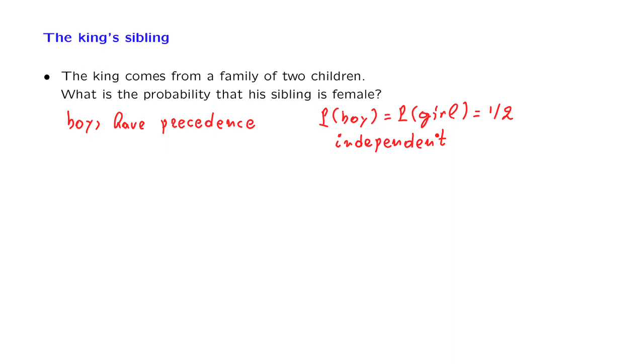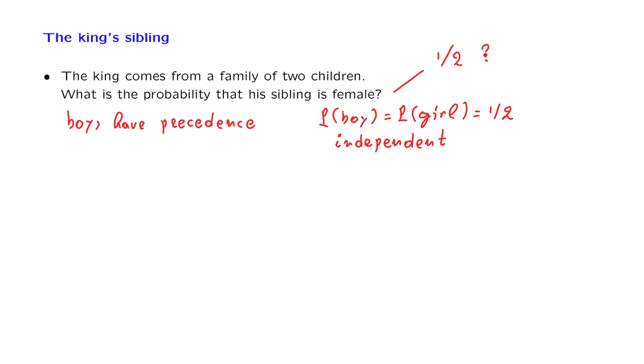Okay, given these assumptions, perhaps we can argue as follows. The king's sibling is a child which is independent from the king. Its gender is independent from the king's gender. So it's going to be a girl with probability 1/2. And so this is one possible answer to this problem. Is this a correct answer?